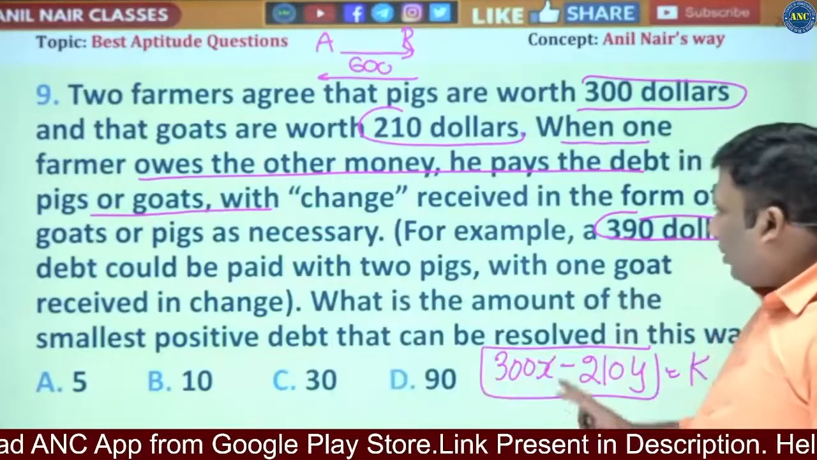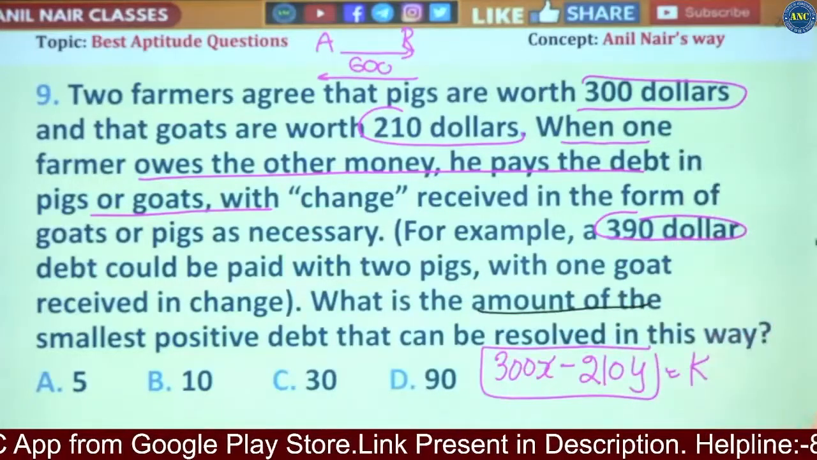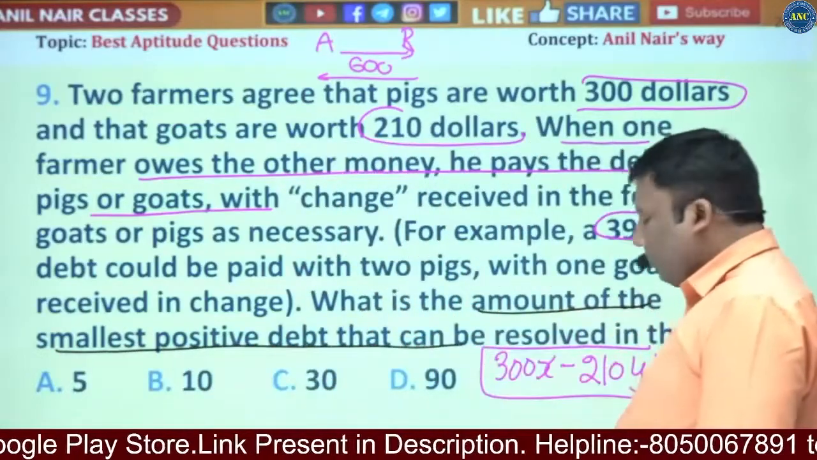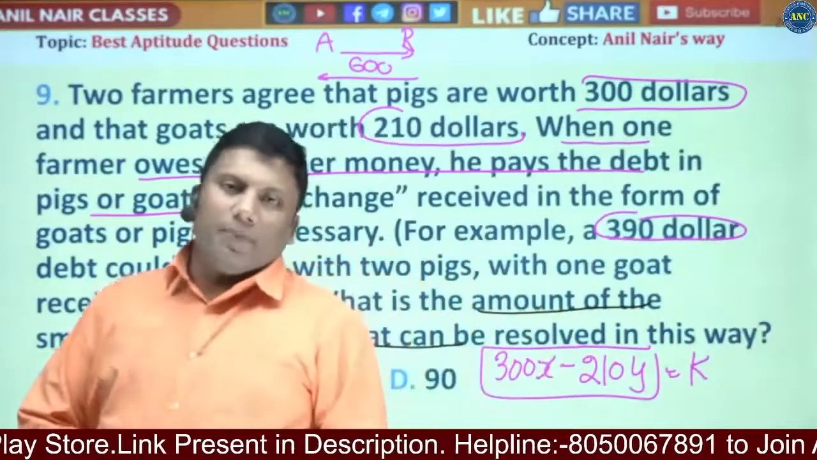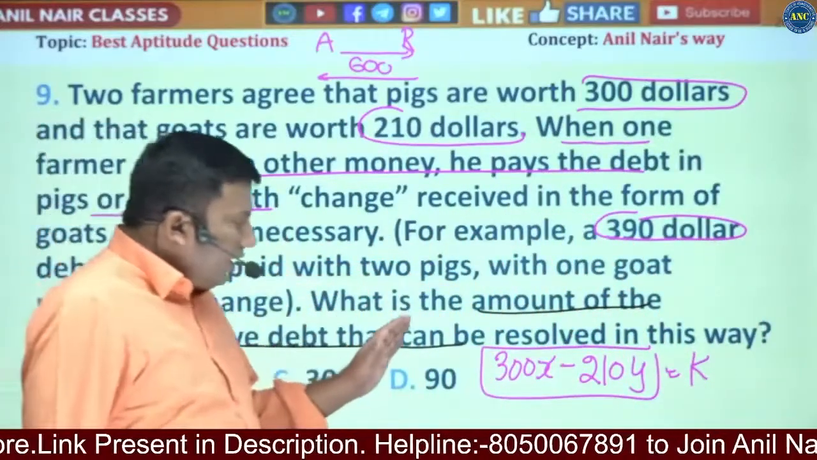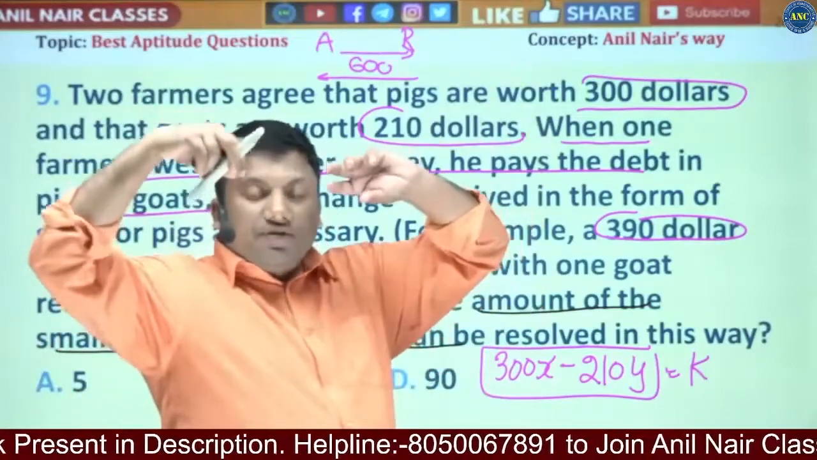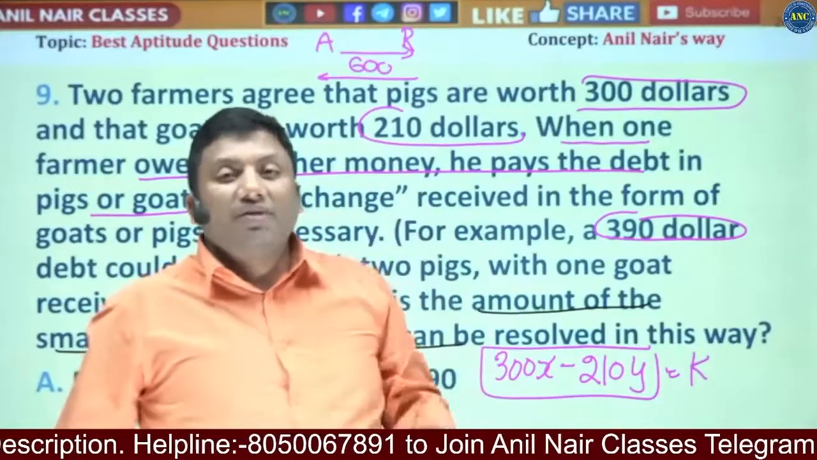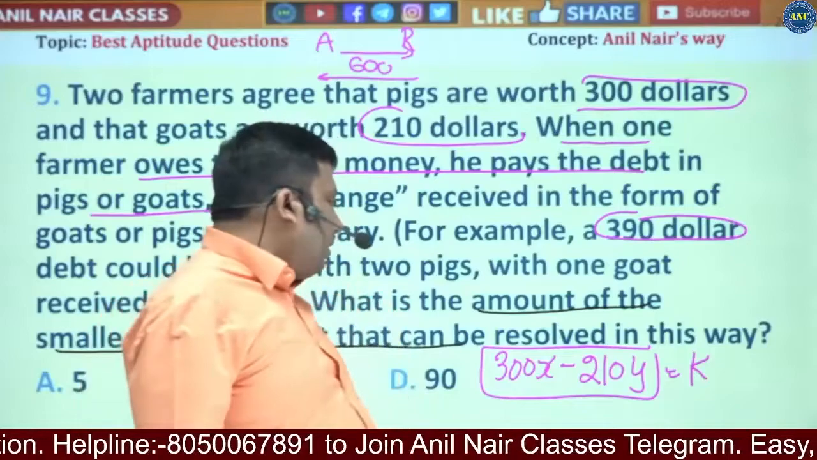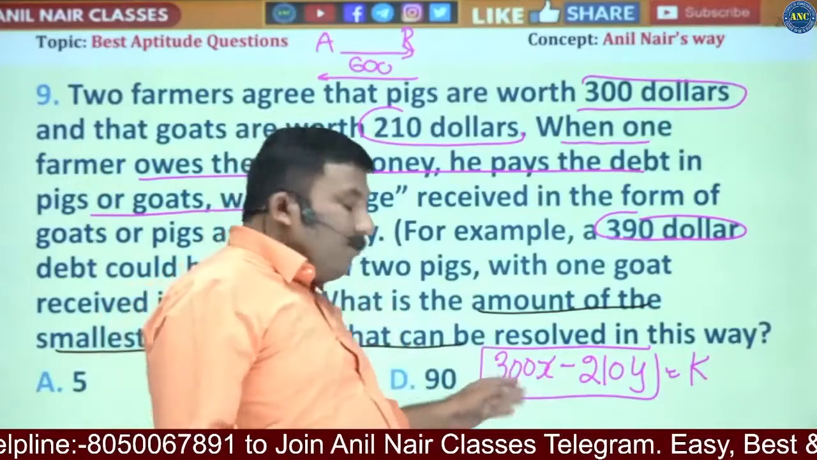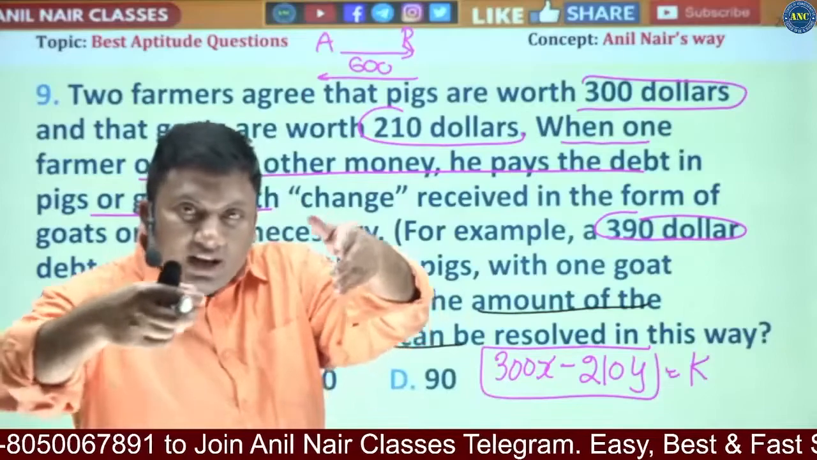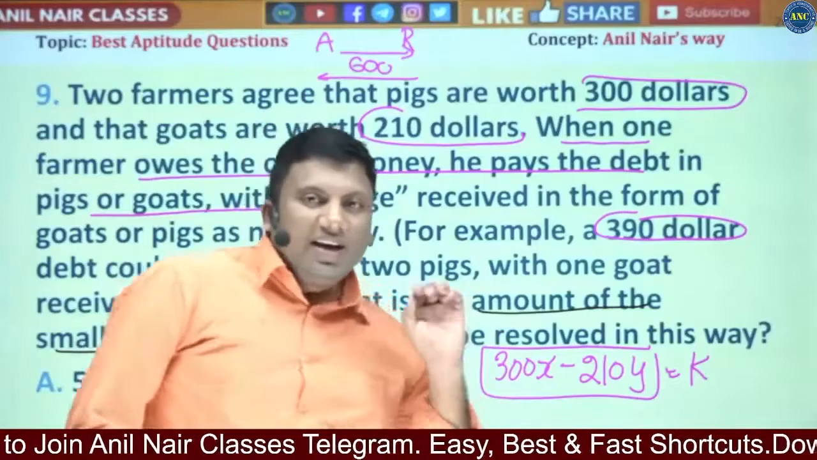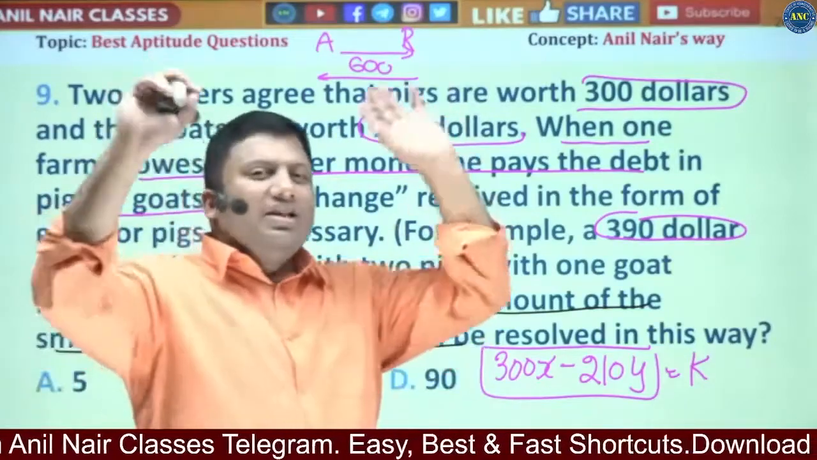First think, what is the amount? Very good question based on algebra. What is the amount of the smallest positive debt that can happen? Listen carefully. Suppose it is 90 rupees: I gave 300 rupees, I got 210, the difference is 90. Suppose I did, for example, 60 rupees. 60 means 300 into 3, 3 pigs I gave, 900. She gave me back 4 goats, 4 into 210 is 840. 900 minus 840 is 60. Like that, multiple are there.